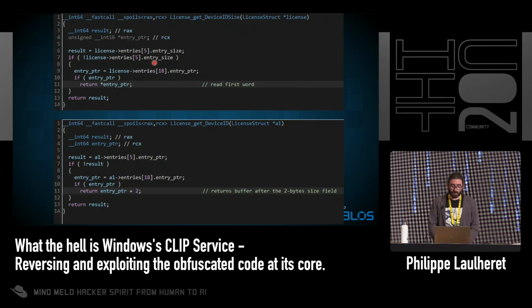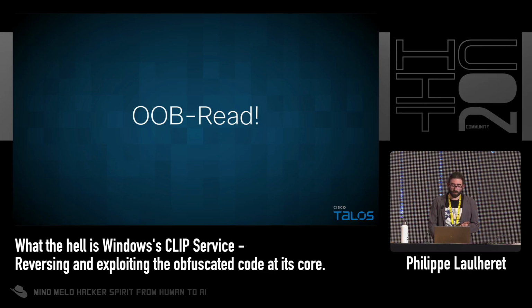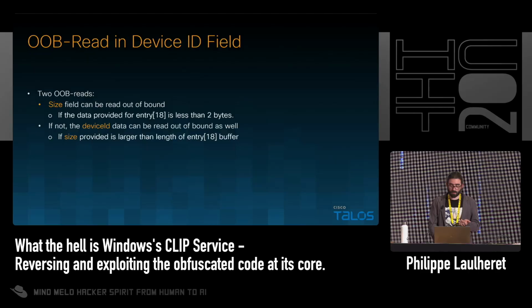But if there is no entry of type 5, it's going to check if there's an entry of type 18, and if so, it's going to dereference the first 2 bytes of the buffer that you had provided in that entry. And likewise, for getting the data of your device ID, if it's a type 18, it's just going to return whatever data comes after the first word size. And so once again, if you're paying attention, here we have an out-of-bound read, because basically nothing checks if that size field that's being dereferenced is actually within bounds of the license you've provided.